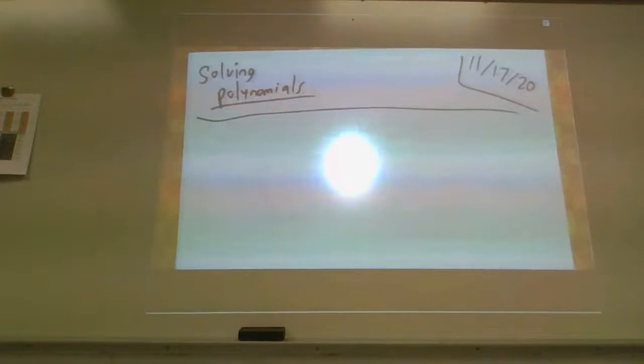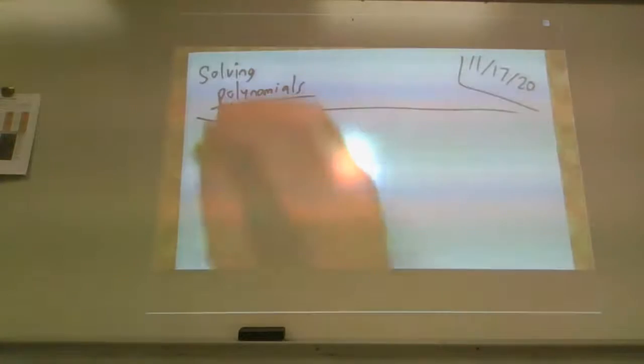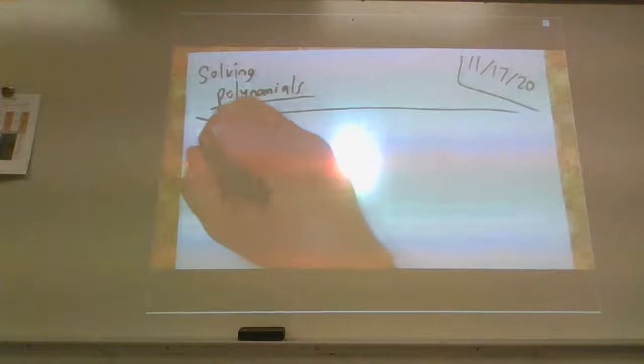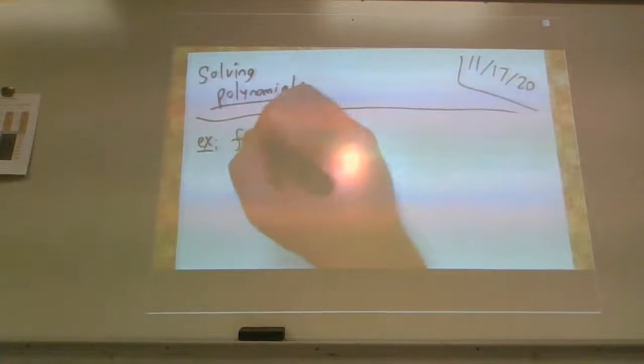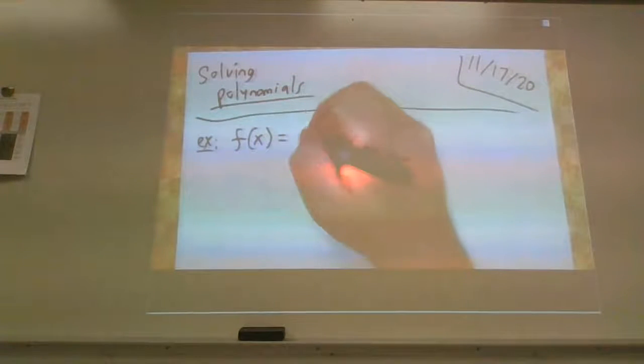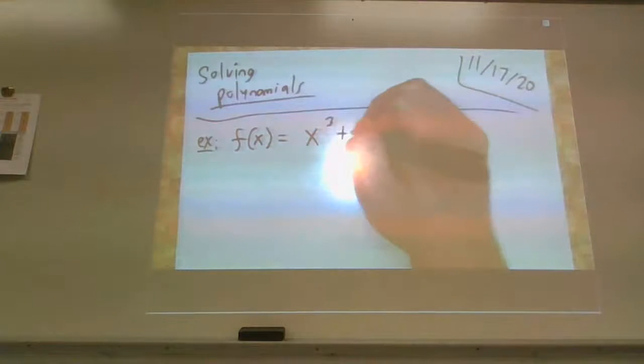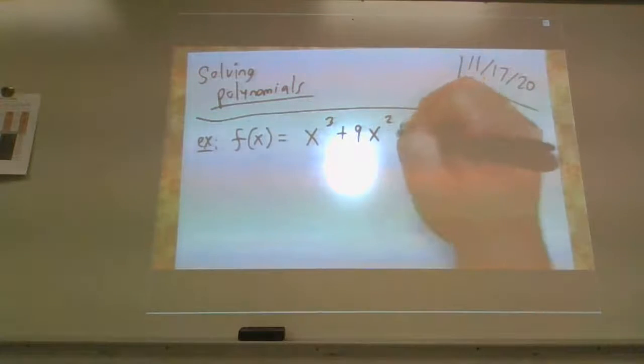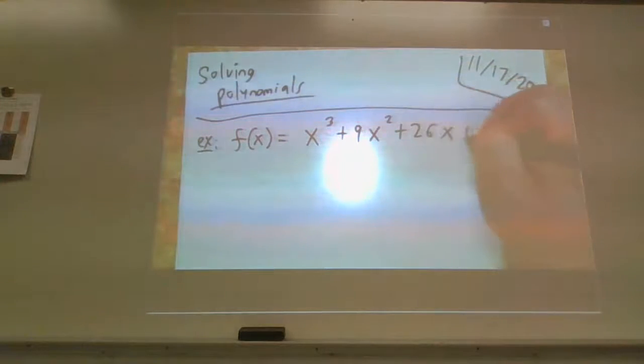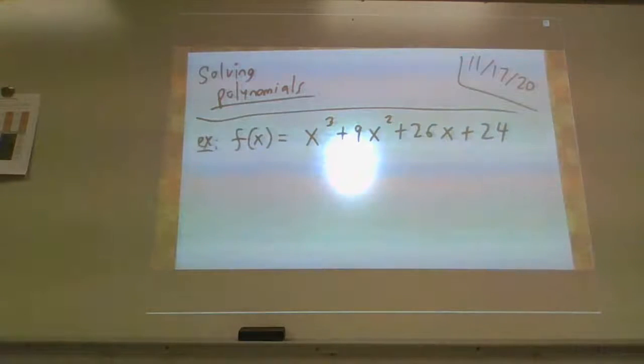So let's start off with a very basic example that I'm going to show you on a few graphing things. Let's talk about f of x equals x cubed plus 9x squared plus 26x plus 24.